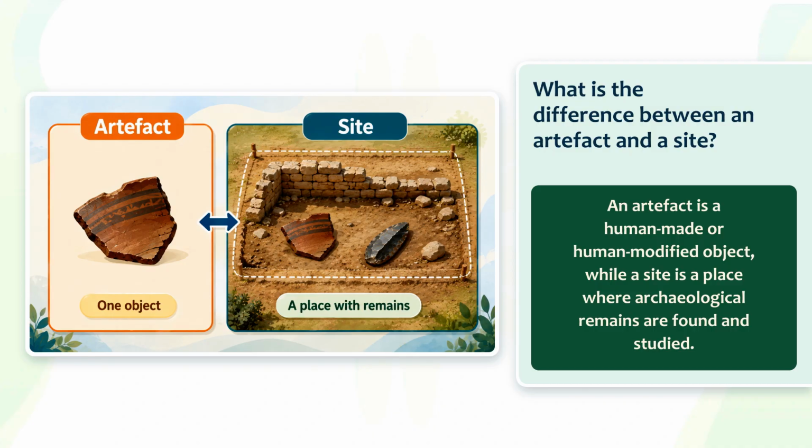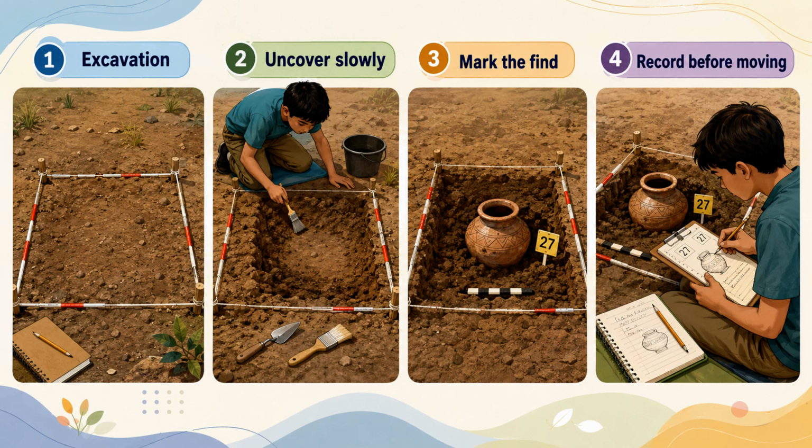Next, we will see how excavation and careful recording help archaeologists investigate a site without losing important information. Follow the same square through the 4 stages. Soil is removed slowly, the pottery fragment is exposed, a numbered marker is placed beside it, and the find is sketched and noted before it is moved. This careful uncovering is excavation.